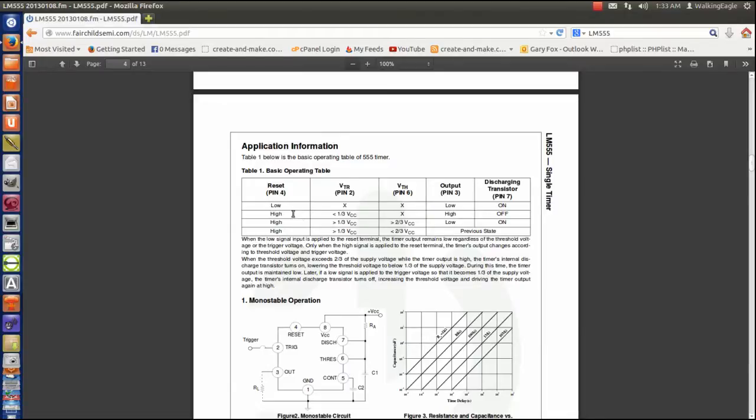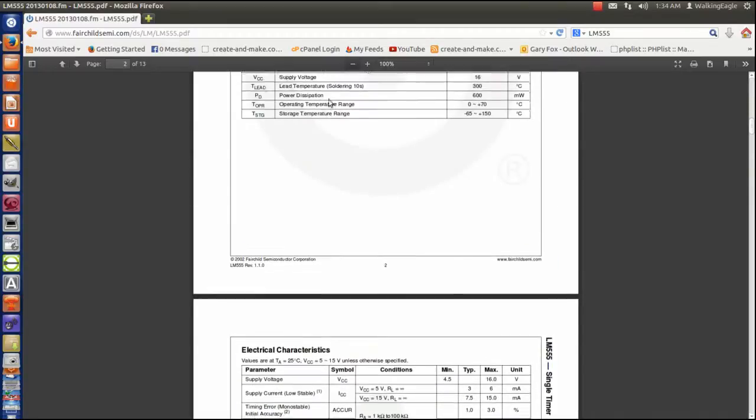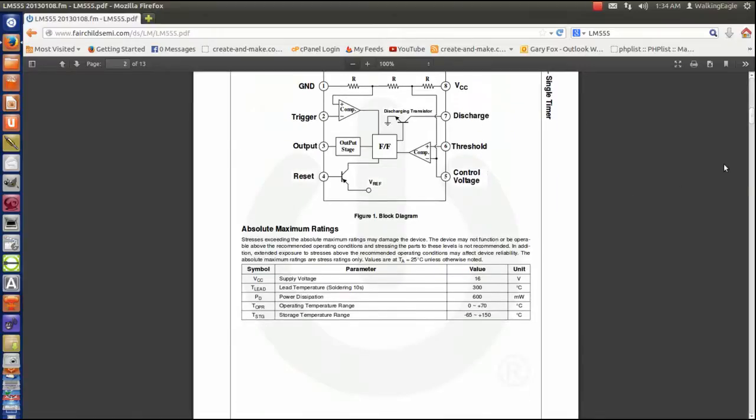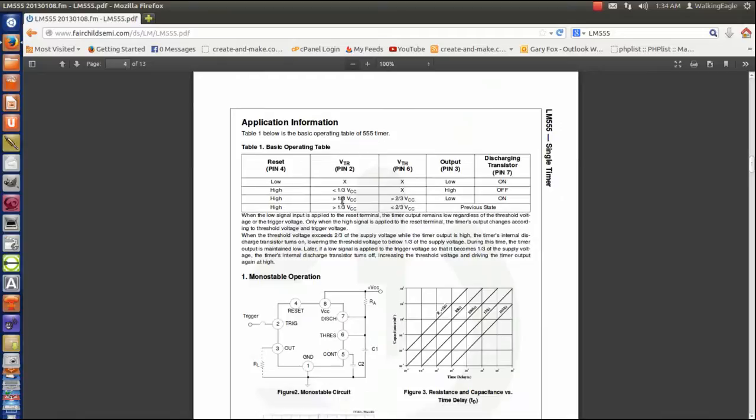Okay, once reset's high, then funny things happen here. And if the trigger pin 2, and let's make sure that I'm reading TR right, we'll go back up here. Pin 2 is called trigger. So we'll go back down here. And when we go to trigger, if it's less than 1/3 voltage, then it causes the output to go high, and it causes the discharge transistor to get turned off.